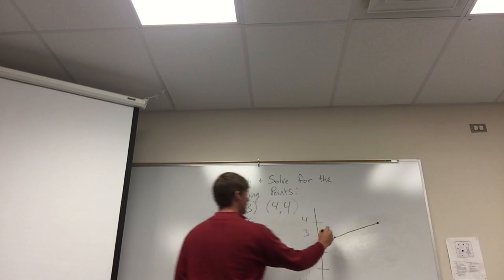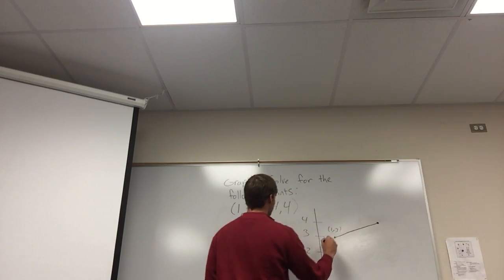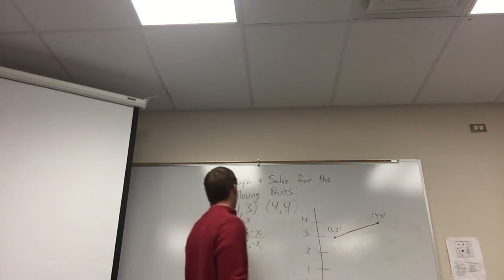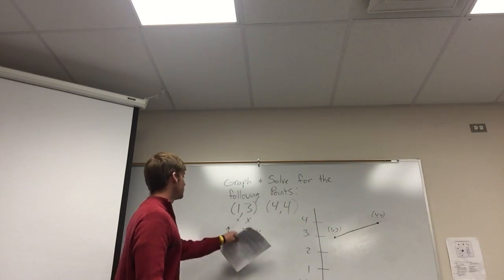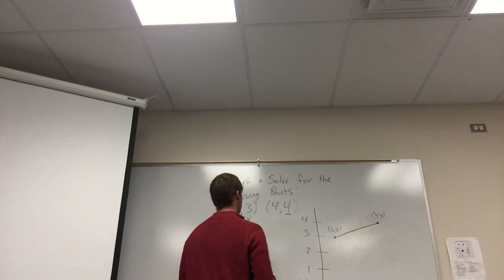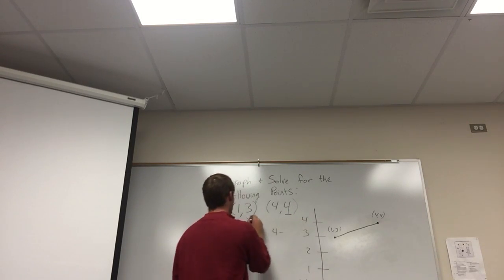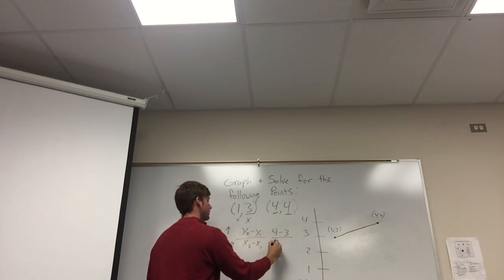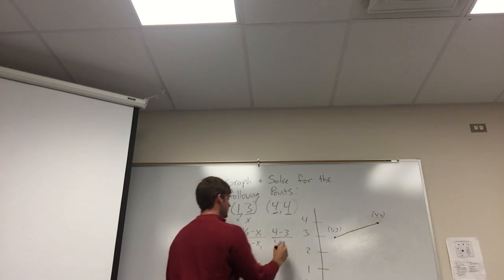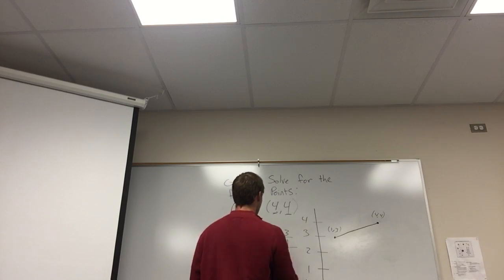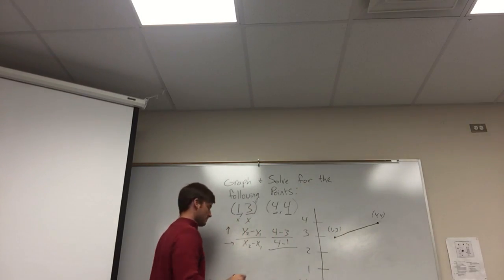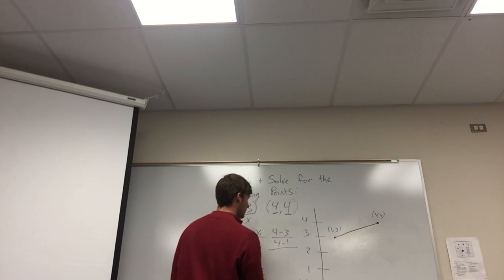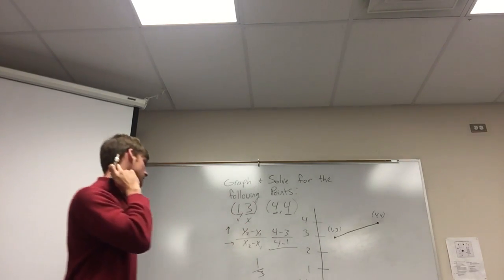So we got 1, 3. Let's go ahead and label it over here on the graph. 4, 4. Alright, so y2 is just going to be right here. So we got 4 minus our y1, which is 3, over x2, which is going to be another 4, and our x1, which is going to be a 1. So 4 minus 3 is 1. 4 minus 1 is 3. So we got 1/3. Now that's just our slope.